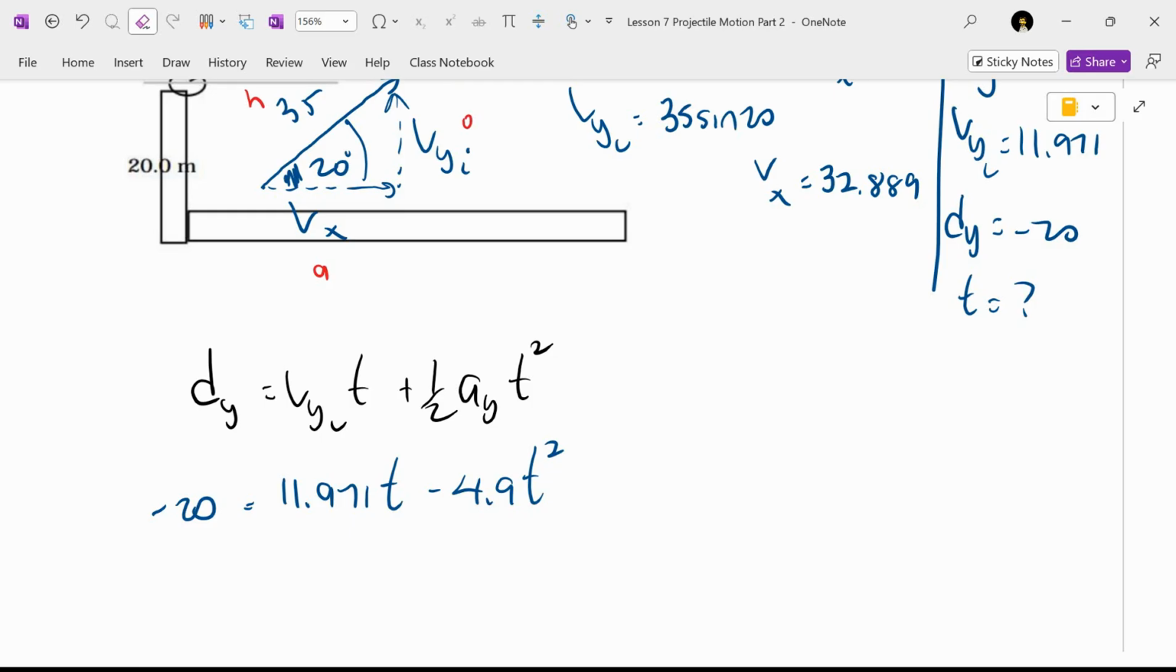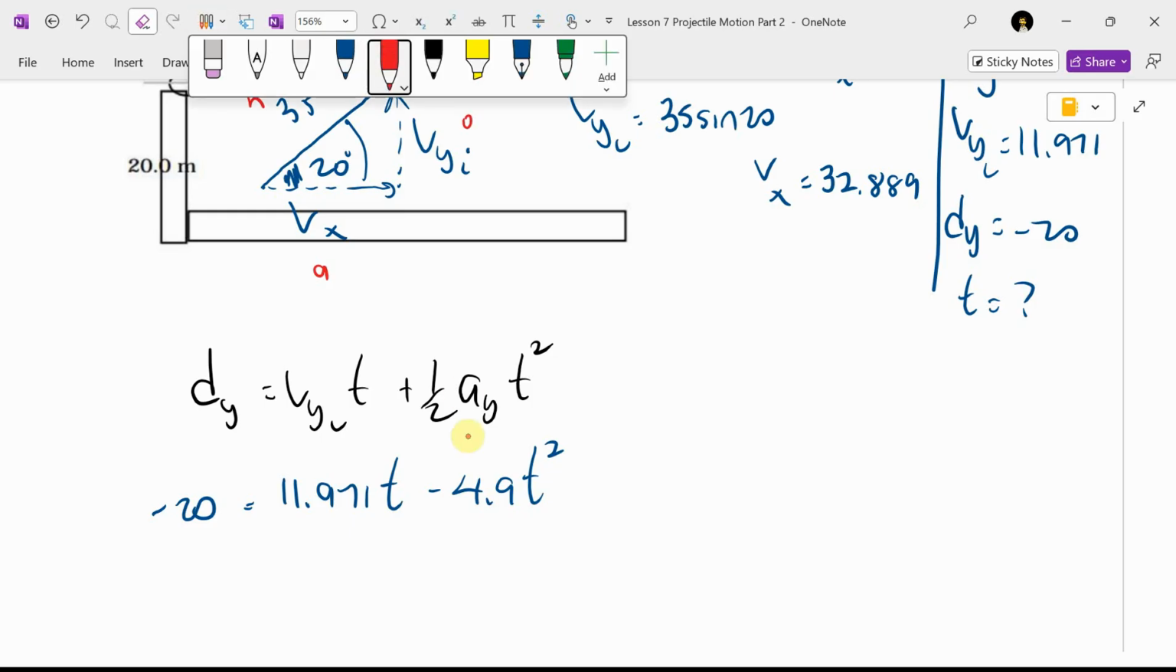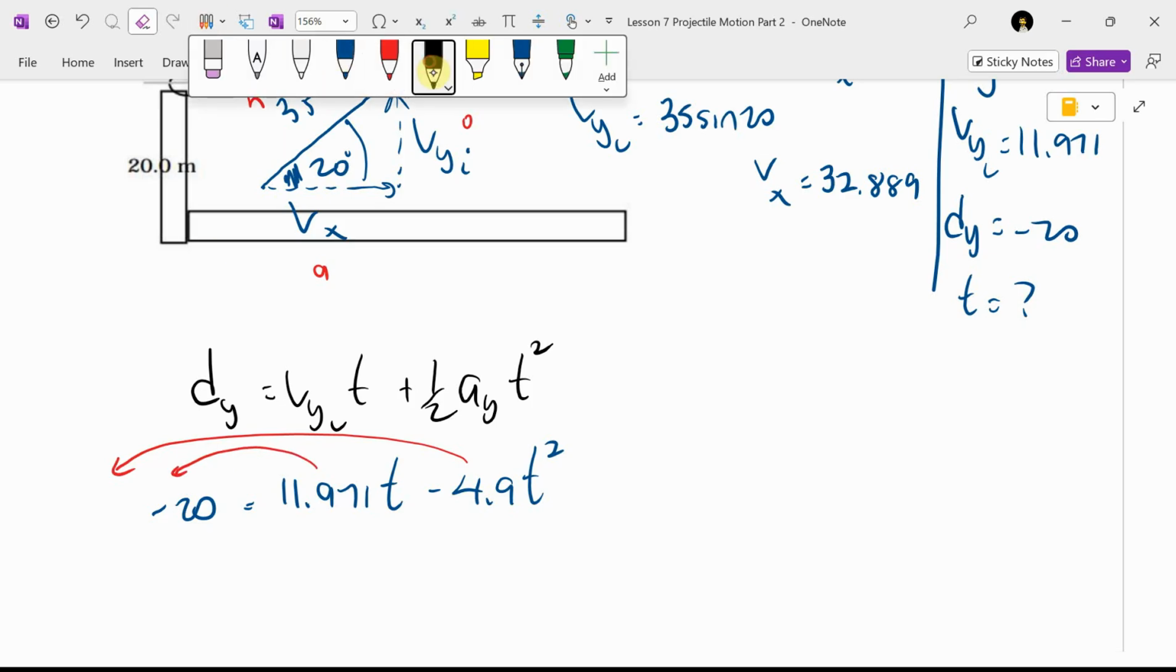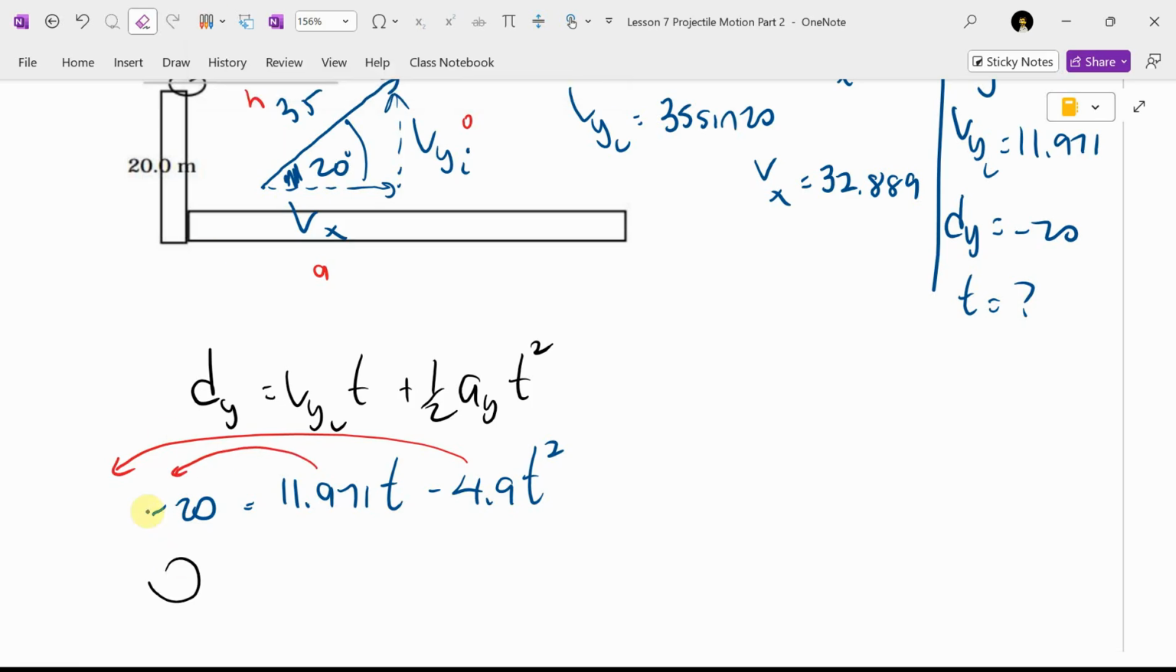Crystal, what kind of an equation is this? Starts with letter Q. How do you know? It's got a squared. What's step 0? Make it equal to 0. I'm going to make it equal to 0 by plussing that over and minusing that over. And I'm going to get 0 equals 4.9 t squared minus 11.971 t. The minus 20 just drops down like a domino.